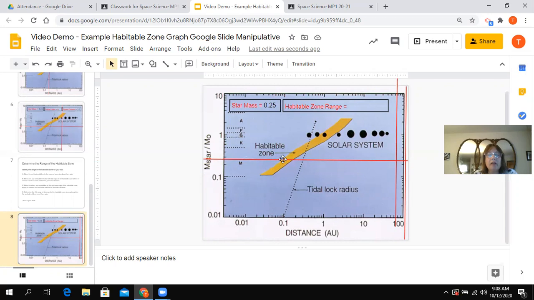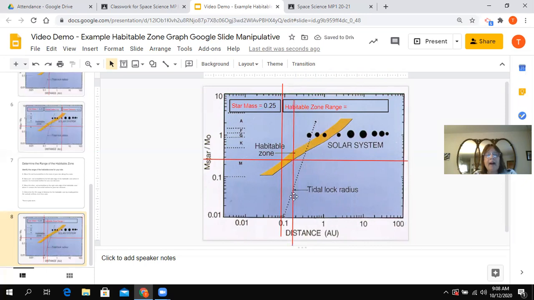So we want the hot edge of the habitable zone. We need to mark that, and we also need to mark the cold edge of the habitable zone. So I have two vertical lines here, and I'm going to drag them over. I'm going to drag the first one over to the hot edge, and I just want that hot edge to be on the horizontal line at the actual edge of the habitable zone. Then I'm going to take my second vertical line and drag it over to the cold edge right there.